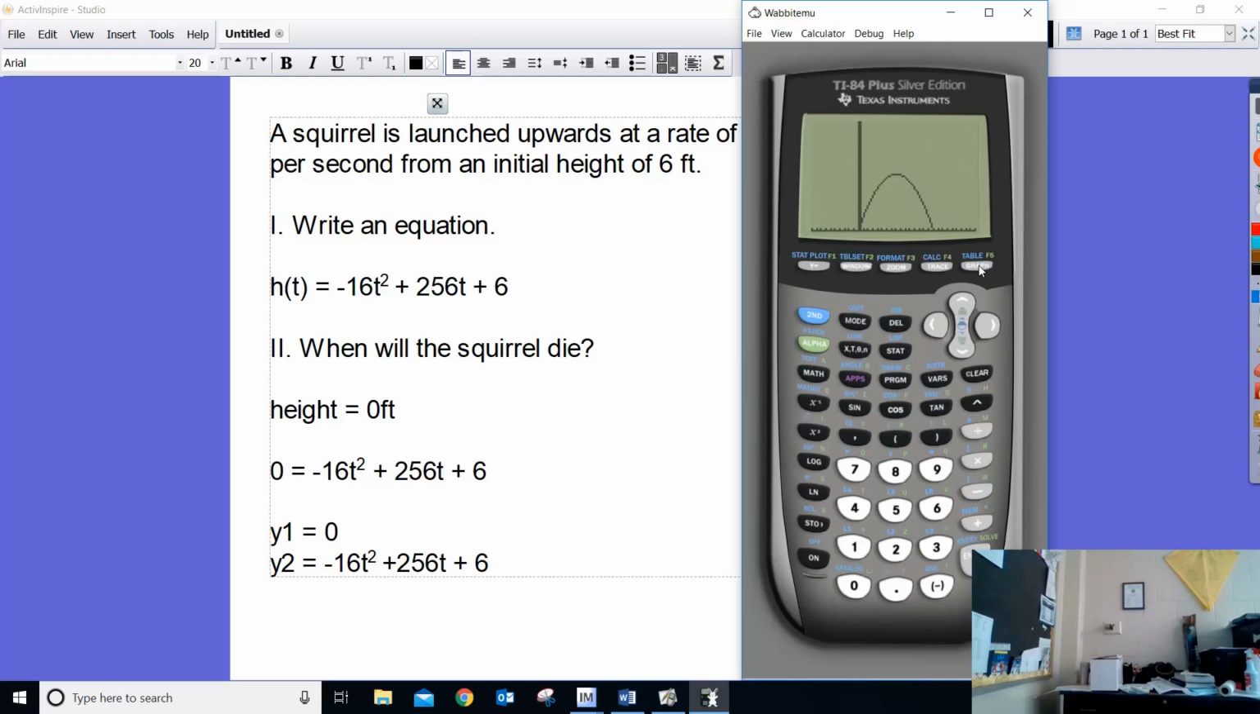Now, do you remember the other day how you find that? Second trace, or second calc. It's going to be 5, intersect, because we put 0 into one of those equations. It's going to tell us the intersection between y equals 0, a horizontal line, and that parabola.